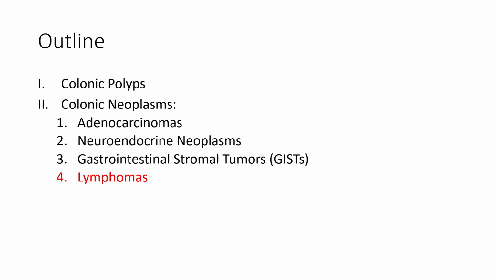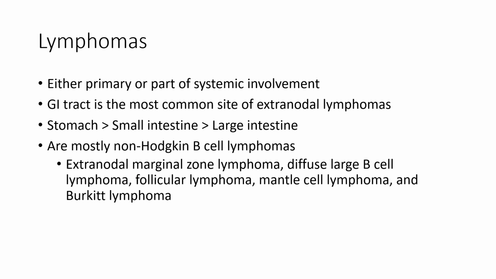Finally, we will now briefly discuss lymphomas. Lymphomas in the gastrointestinal tract can be either primary to the gastrointestinal tract or can involve the gastrointestinal tract as part of systemic involvement. Various types of lymphomas occur in the GI tract, and these usually are mostly non-Hodgkin B-cell lymphomas. T-cell lymphomas are rare in the GI tract. They can occur, but they are very rare.